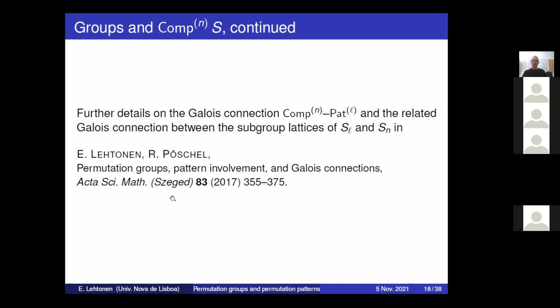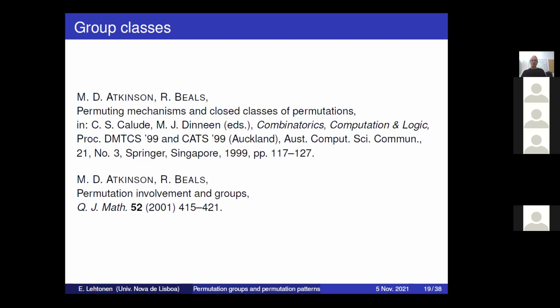But let me move on to another interesting topic related to these permutation groups and permutation patterns. Namely, I'm referring to the work on group classes by Atkinson and Beals. A group class is a permutation class in which all the levels are permutation groups.